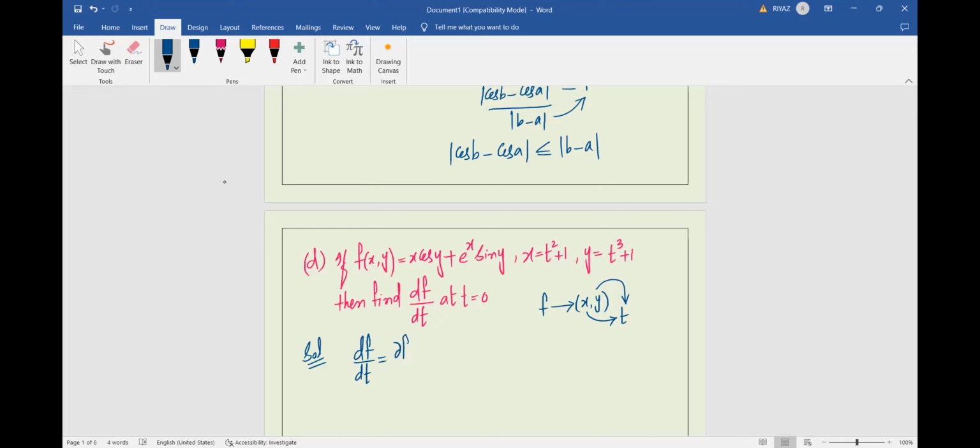दो सिंबल आता, डो एफ बाई डो एक्स इंटू, एक्स में कितने फंक्शन है? एक ही है ना? इसमें एक ही है, तो डी एक्स बाई डी टी, प्लस डो एफ by, we have another variable that is y also there, dou f by dou y into dy by dt, right?